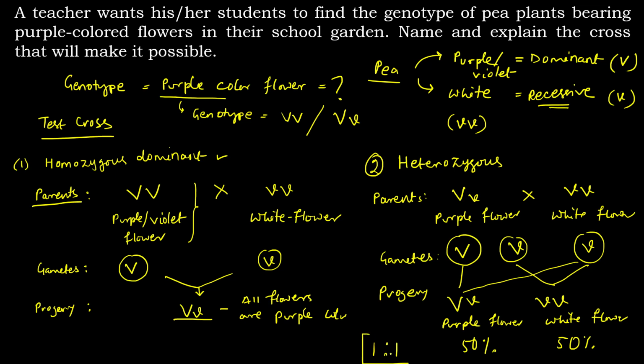So when we are getting this particular outcome, when the F1 outcome is both purple and white flower, in that case we can conclude that the purple color flowers in the school garden were indeed heterozygous in nature. And if we get all purple flower in the F1 progeny, then we can conclude that to be homozygous dominant, that is capital V, capital V. So we have to perform the test cross in this case, and students, you have to write all of these to explain the entire process.